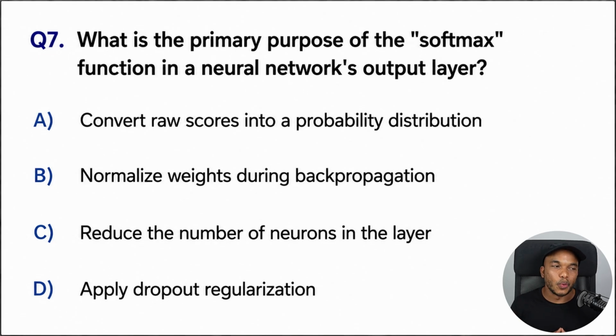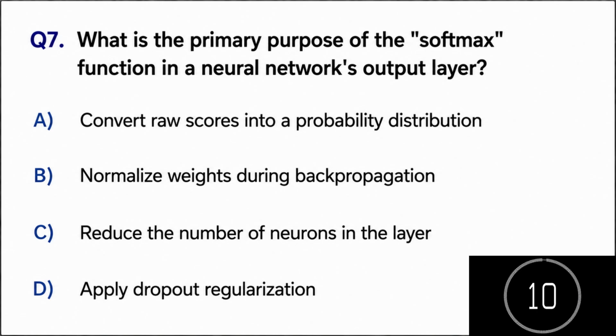Question number 7. What is the primary purpose of the softmax function in a neural network's output layer? Is it A, converting raw scores into a probability distribution? Is it B, to normalize weights during backpropagation? Or C, reduce the number of neurons in the layer? Or D, apply dropout regularization? Good luck, your timer begins now.